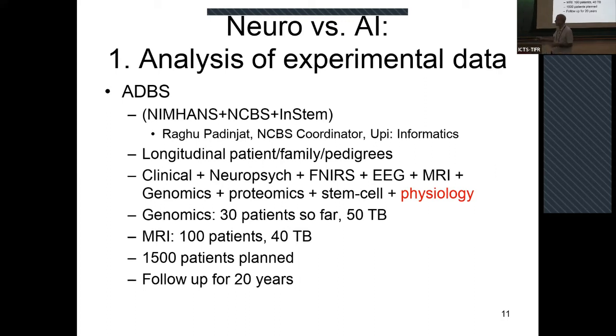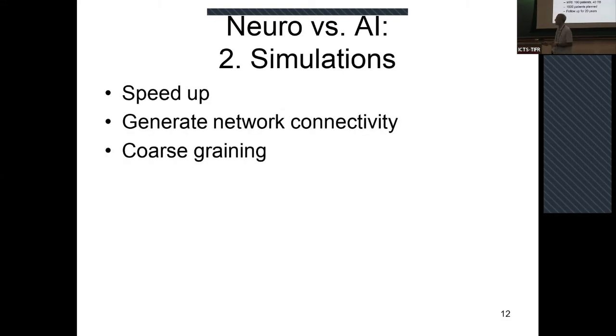And we're just getting to the point of putting it together. Just to put numbers in perspective, I know astronomy is notorious for astronomical numbers. We won't go there, but these are also reasonably big numbers. Out of 30 patients, we have 50 terabytes or so. For MRI, we have a few hundred patients, and we're dealing with 40 terabytes. We're planning 1,500 patients and are going to follow them over 20 years. But it's marvelously multimodal, and this is going to be a lot of fun to analyze.